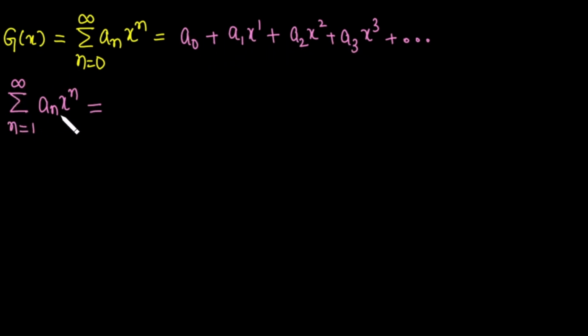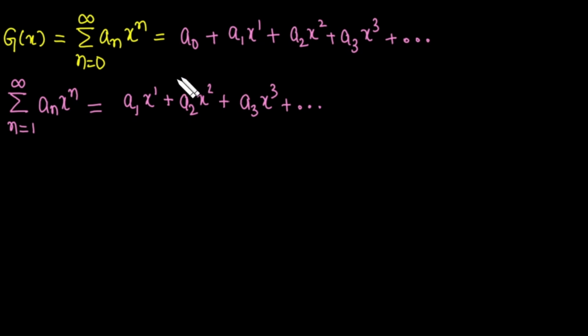First thing, we need to expand this. When you expand this, we have a1 x raised to power 1 because we have substituted n as 1, plus the next index is 2, a2 x square. Then put n is equal to 3. This is a3 x cube, and continue this. Now this is equal to g(x).